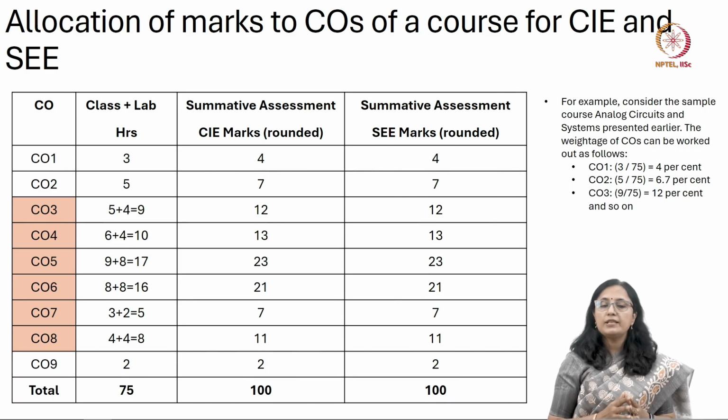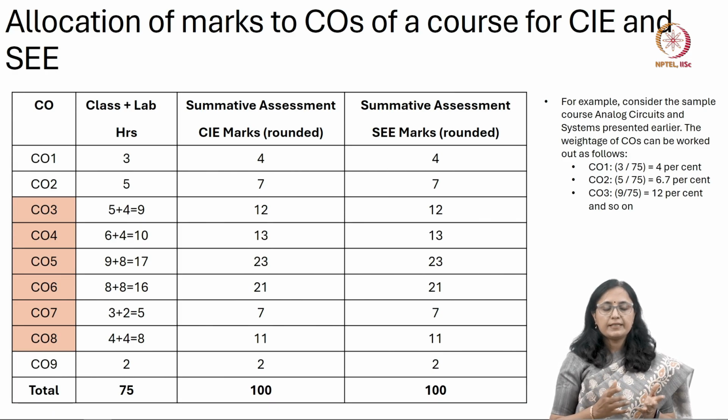Similarly, if you see CO2, what we will have to do is divide 5 by 75, which is equal to 7. Okay. So, similarly, we will calculate all these marks for CIE and SEE. So, what is this table basically showing? It is basically showing that be it CIE or SEE, the weightage with respect to every CO should be calculated in a similar manner.